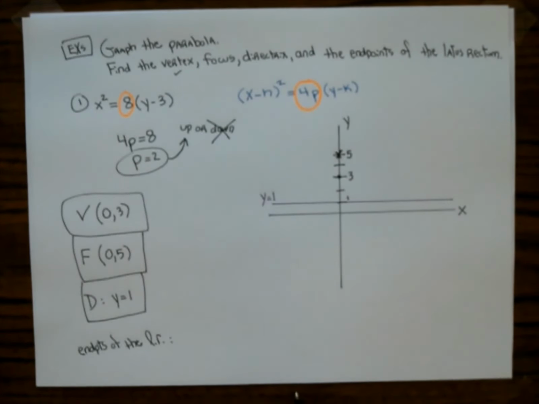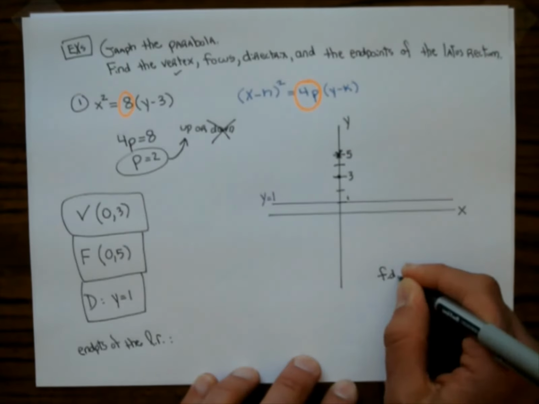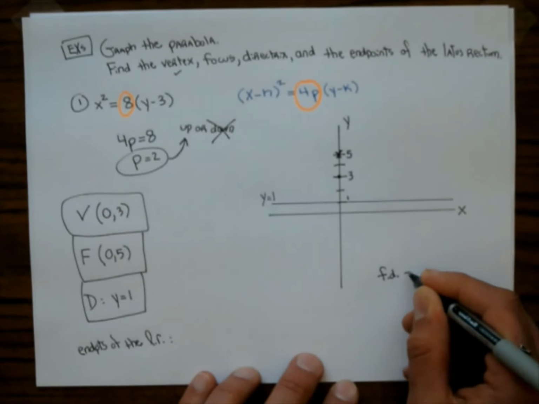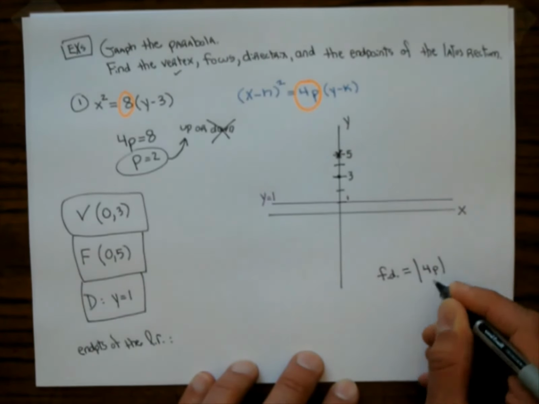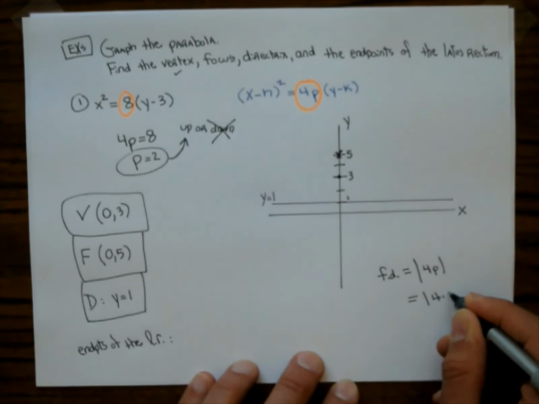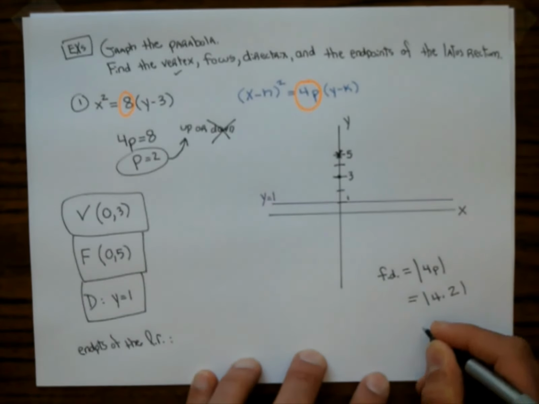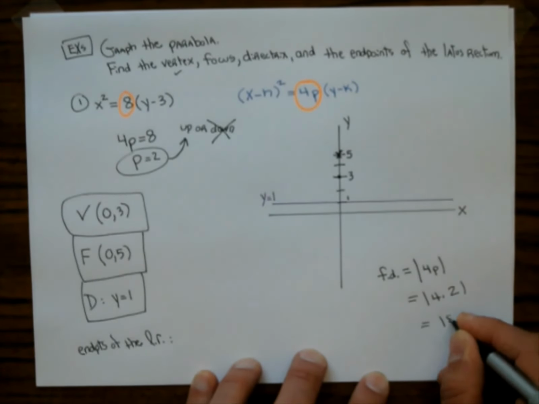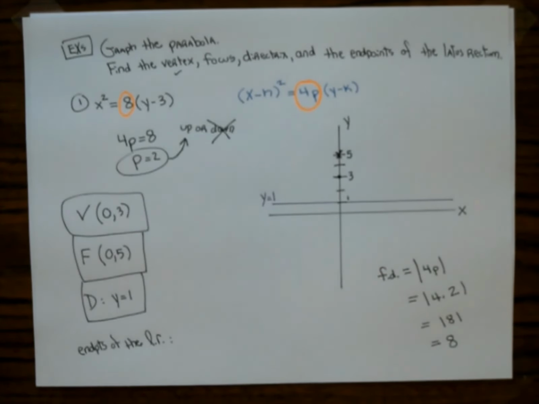Well, the latus rectum, the length of it is called the focal diameter. So the focal diameter happens to be the absolute value of 4p. And we have the absolute value of 4 times 2, because 2 is the value of p. So this is the absolute value of 8, which is just 8. So that happens to be the length of the latus rectum.